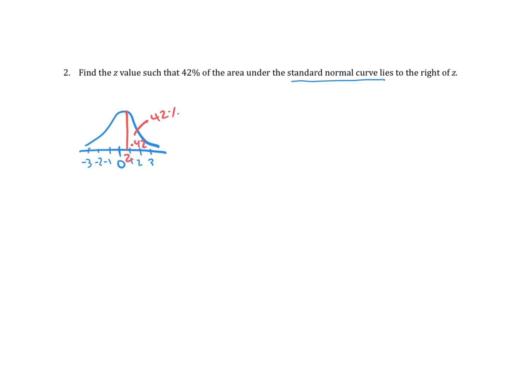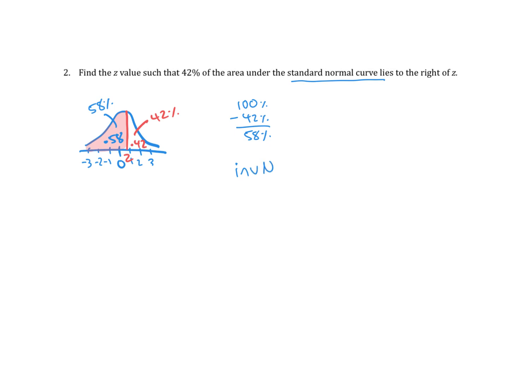But the problem is the calculator will only accept the area on the left. So I need this area over here, so I need to manipulate my numbers a little bit. If I know that 42% is above, what percent would be below that z-value? So I can just subtract 100% minus 42%, and I get 58%. So this part right here is going to be 58% of the data values, or an area of 0.58. And that's the number that I need to plug in for the area when I use the inverse normal function.